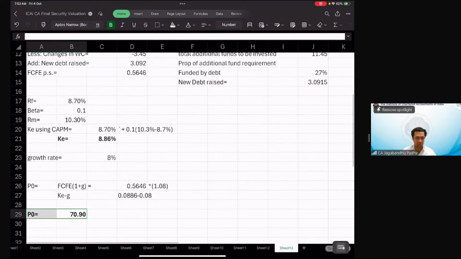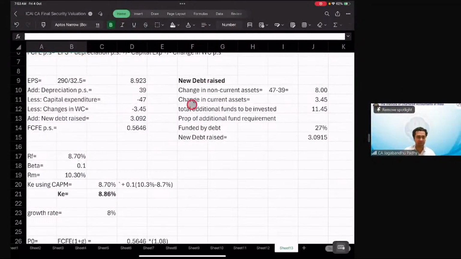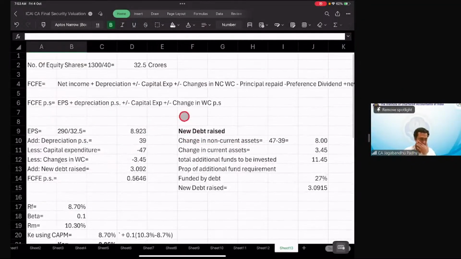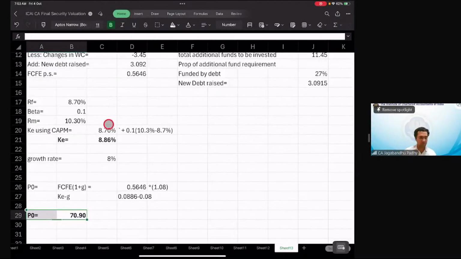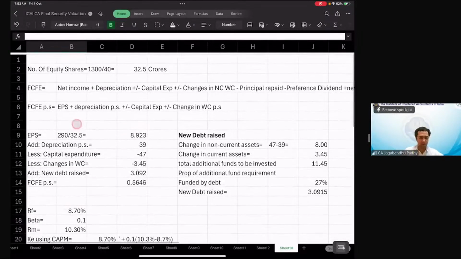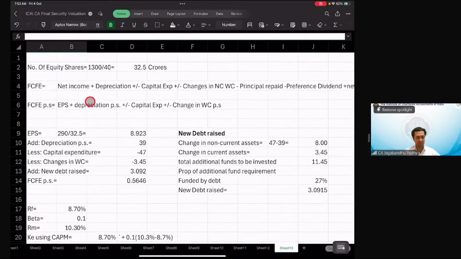So the difference over here was to calculate this new debt raised, right? So that's a bit of a difference. Otherwise, it's a straightforward thing. You have to just get the FCFE on a per share basis and then take it with the furtherance thing.